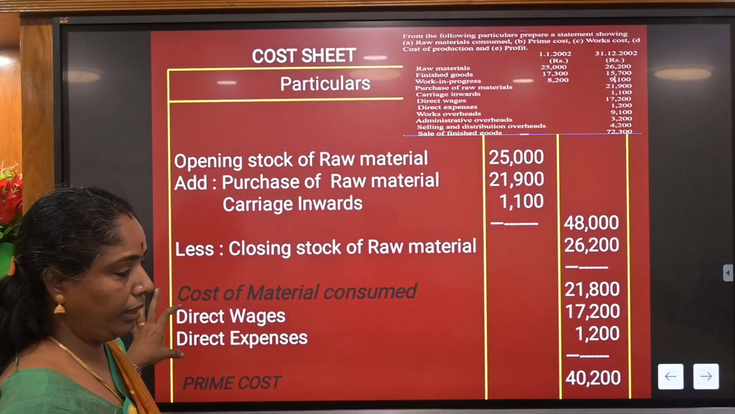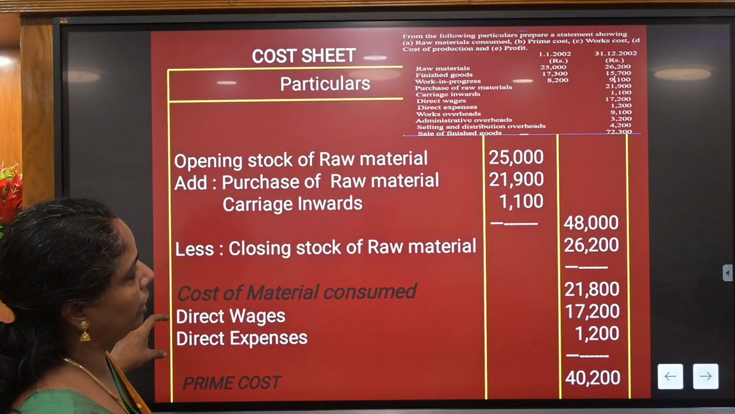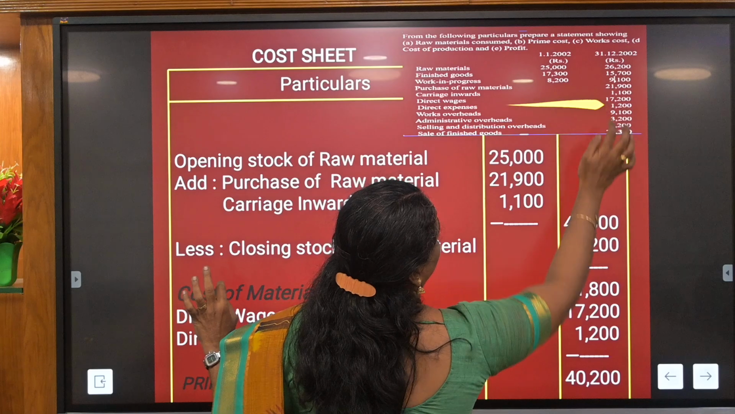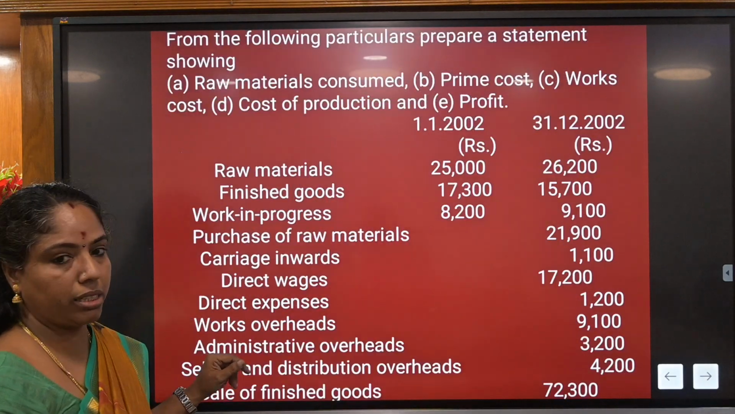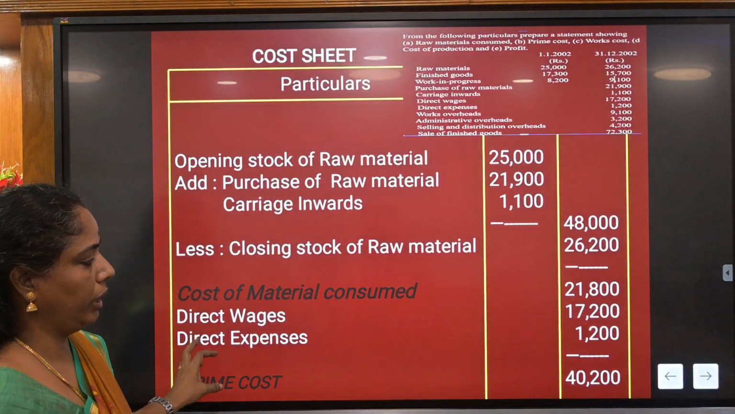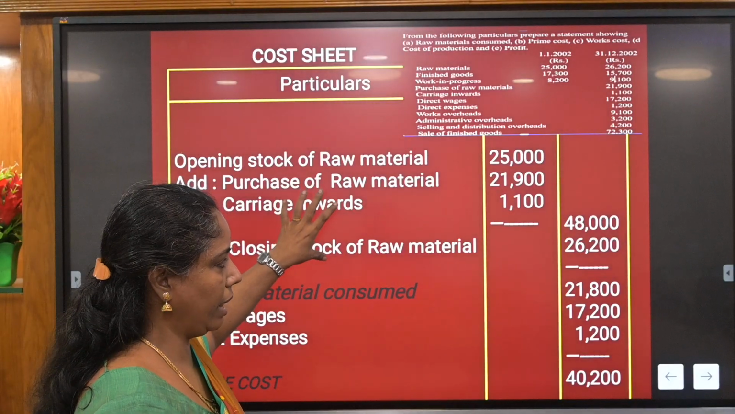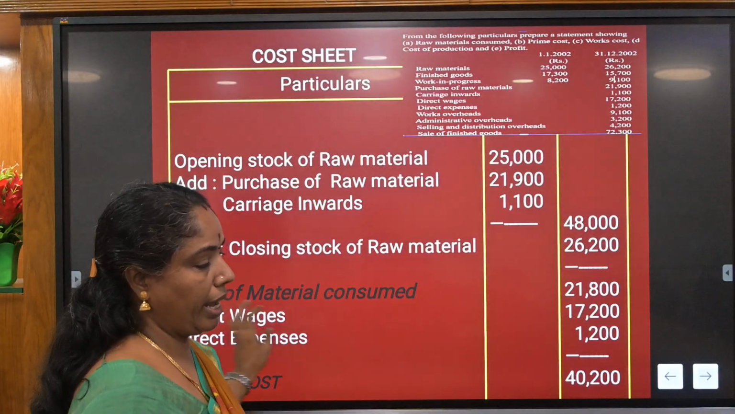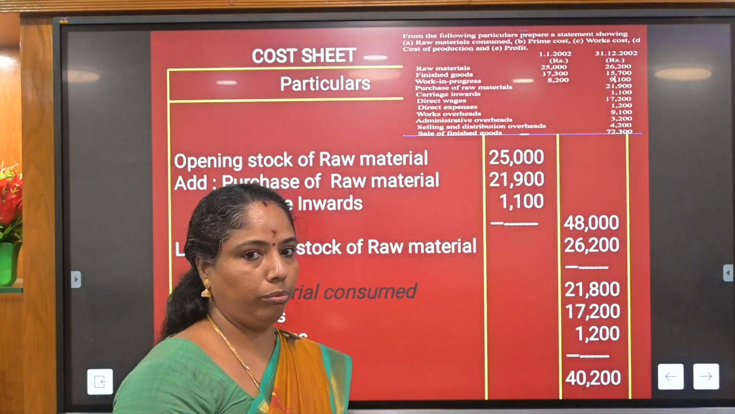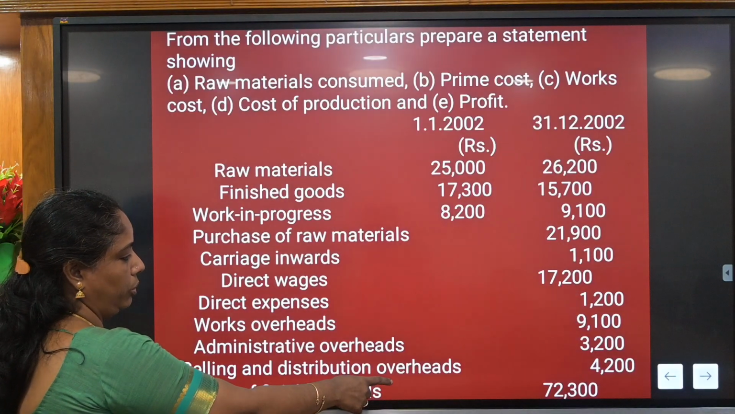Then we have to add direct wages, which in the sum is 17,200. Then direct expenses, that is 1,200. So in total, 40,200. So the raw material information is done. If we add all these things, direct wages and direct expenses, we get the prime cost, that is 40,200.